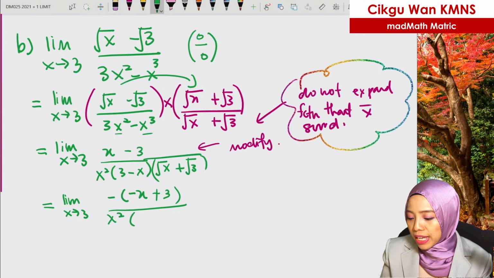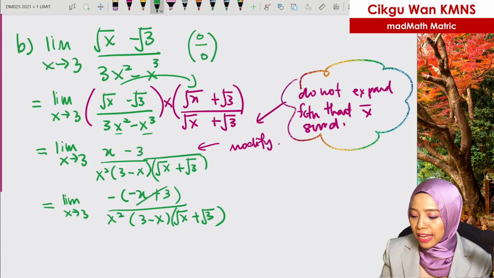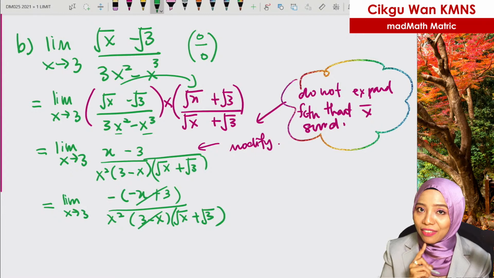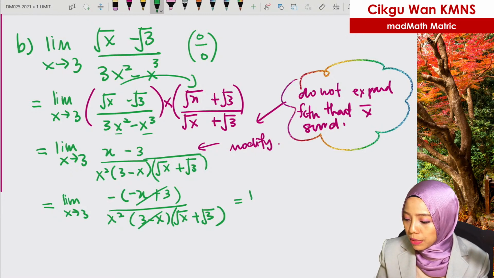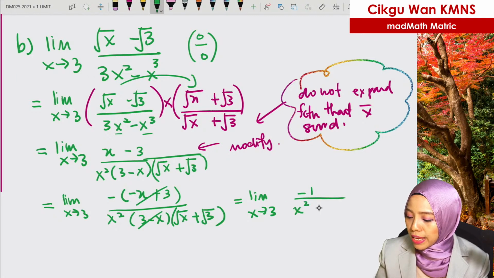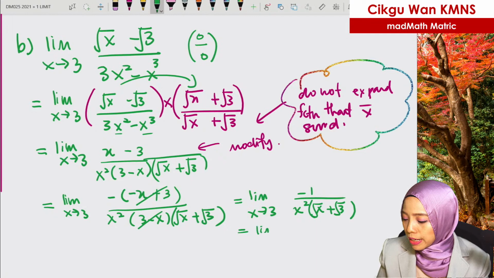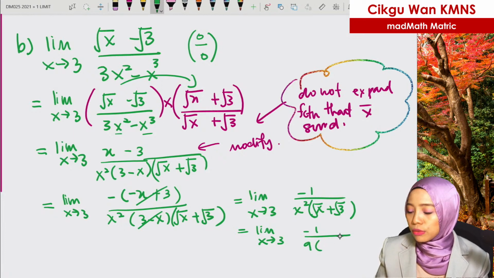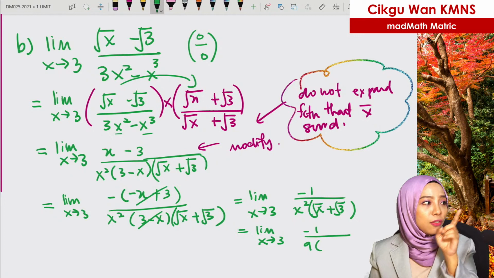Okay, so X square, 3 minus X dengan root X plus root 3. Okay, now is it the same? Yes, 3 minus X. But you have negative at the front. Okay, so now limit X approaching 3, negative 1 over X square, root X plus root 3. Okay, and then now write down direct substitution. Negative 1 over 3 square, so 9. Root 3. So 1 apple plus 2 apple, we give you.